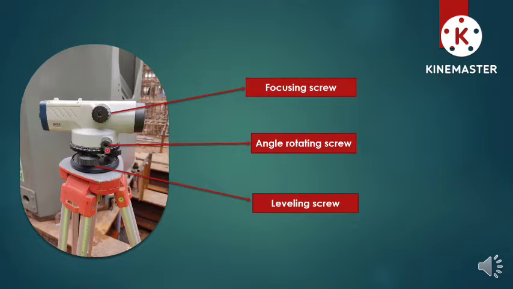These are the angle rotating screws through which we can rotate the Dumpy level in the horizontal plane towards this side or towards this side. And these are called the leveling screws. There are three of them. With the help of these screws, we maintain the Dumpy level in the horizontal plane, and that can be seen through a bubble located on the other side. It will be shown in the next slide, where we can see the eccentricity of the bubble. So next.